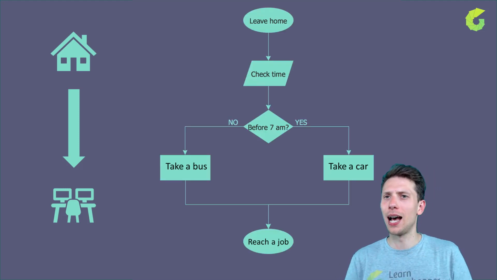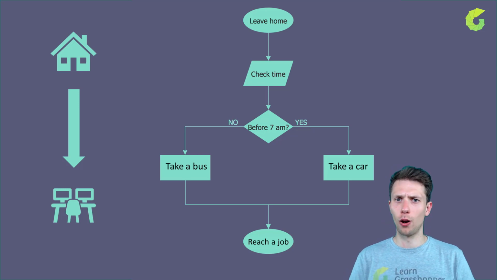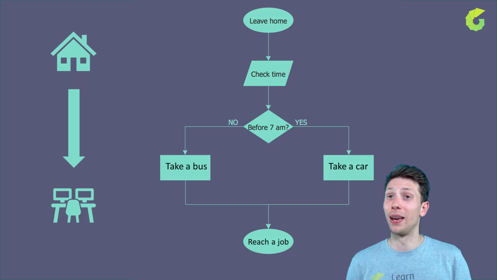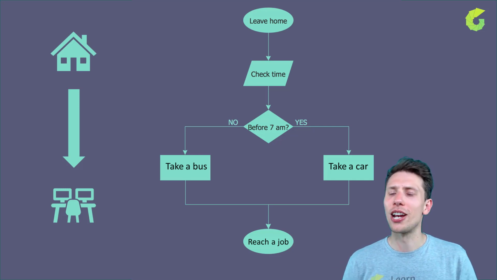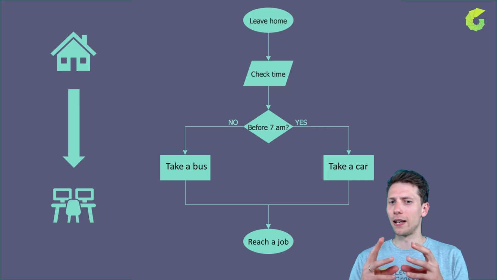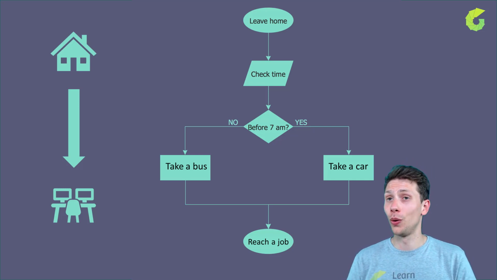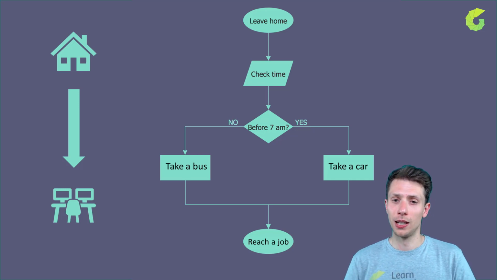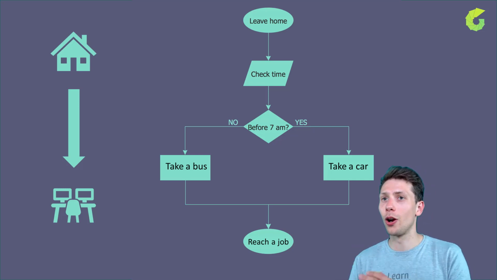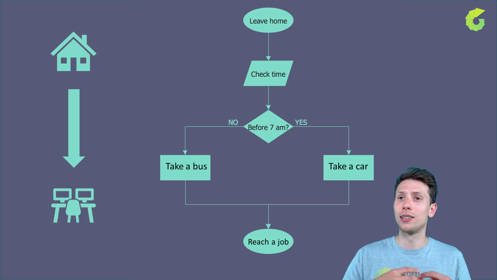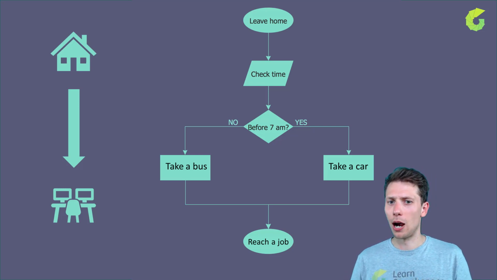Let's take a look at this algorithm. Here, our job is to go from home to our office. And for that, we have created an algorithm in the form of a flowchart. So first of all, the beginning of the algorithm, we need to of course leave our home. Afterwards, we check the time. And here we have something that divides into two actions, depending on what time it is. So if it's before 7 a.m., we are going to take a car. If not, we are taking a bus to reach our work.